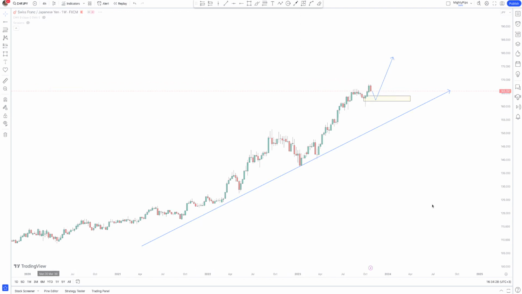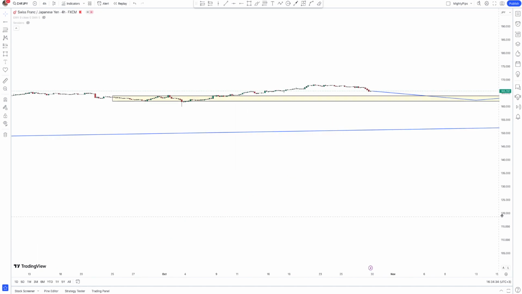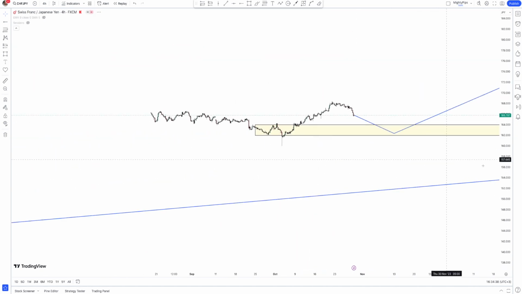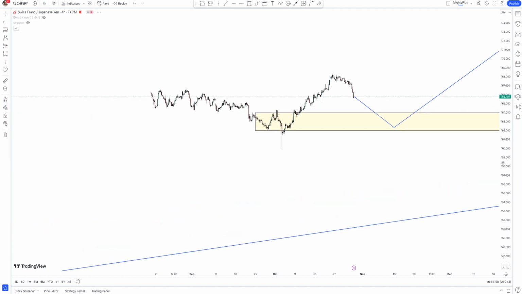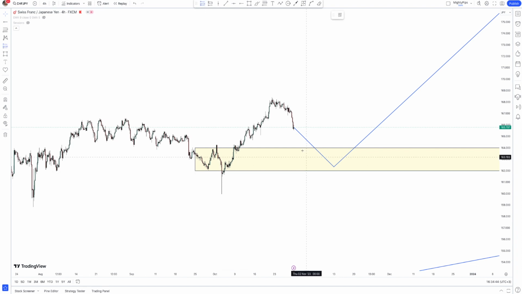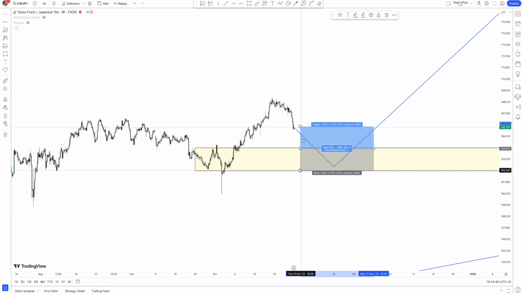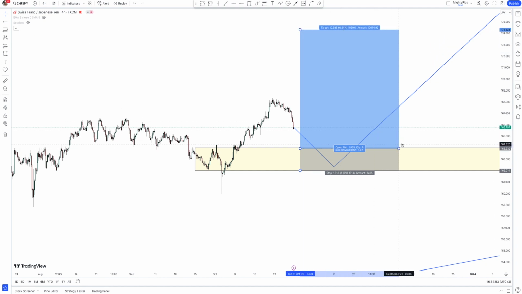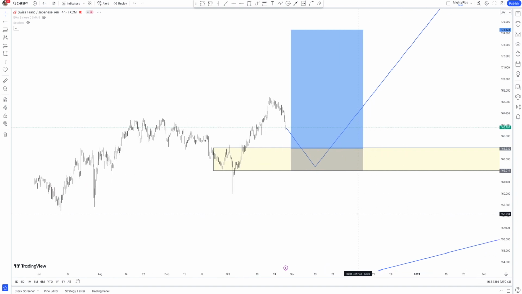Let's check the 4-hour chart. That yellow area there is a demand zone that you can wait for CHF JPY to come to before you place your buy trades on the 4-hour chart, and then you hold long term, because this pair is going to trade for a long time on an uptrend.